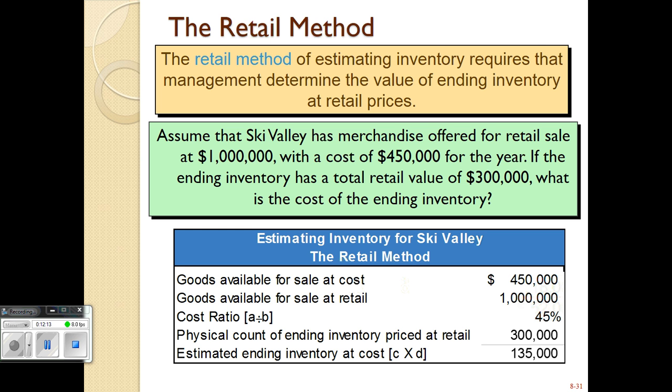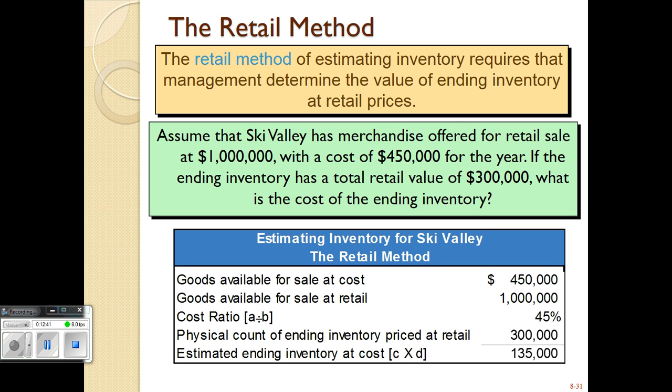There is also a retail method. Both methods may be used depending upon the particular situation. This is a little bit more detailed, but it still has much of the same information. Notice what they have here. In this case, I've got an example where the merchandise offered for retail sales is $1 million. Its cost is 450 grand for the year.